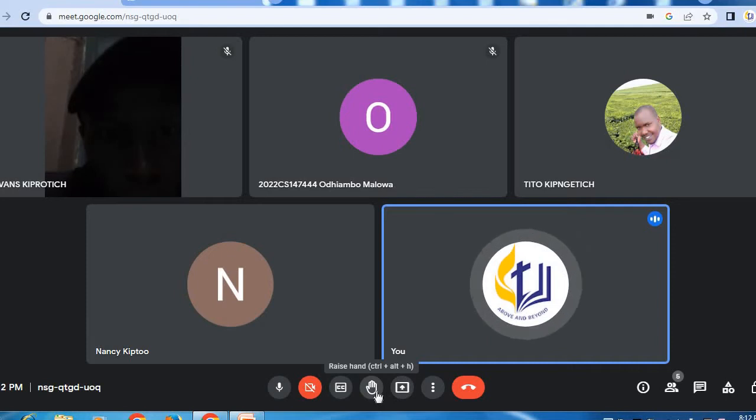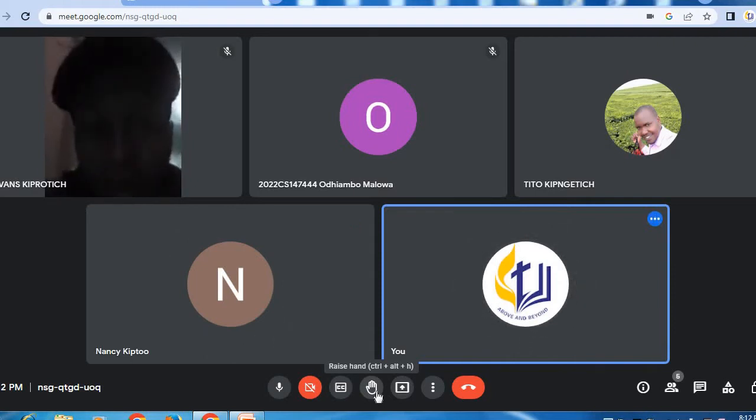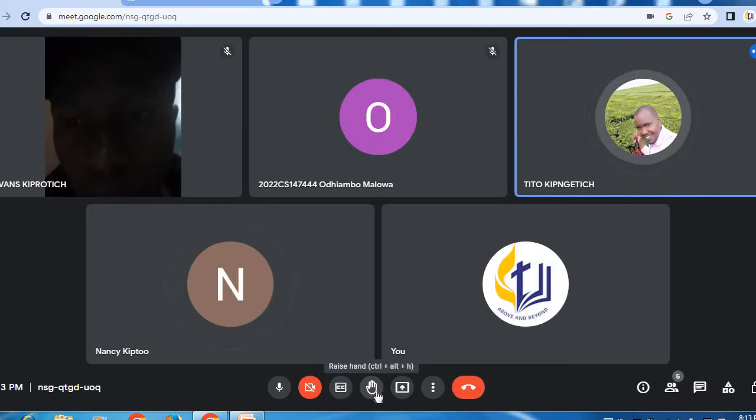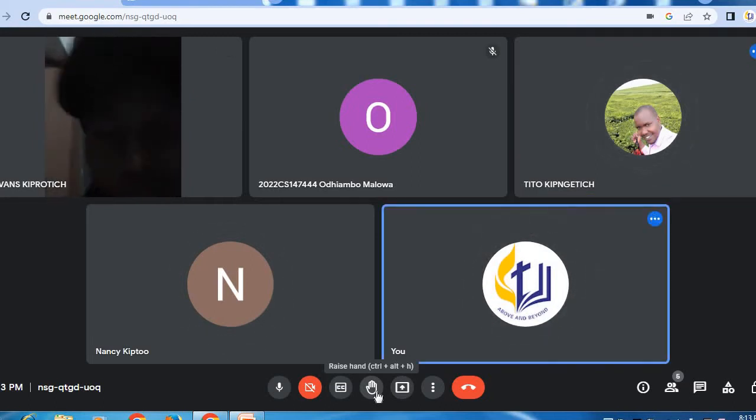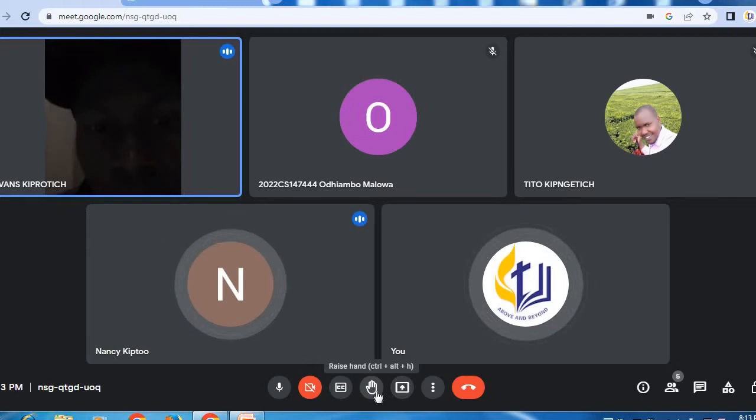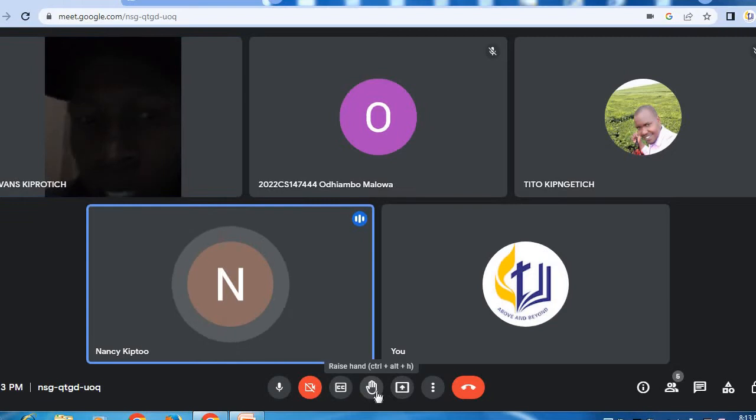Remember the previous lesson we talked about some devices, ICT devices, including what? What are some of the ICT devices or equipment? Example of an ICT device apart from a mobile phone. I can hear somebody saying computer, right? Correct. It's a computer.